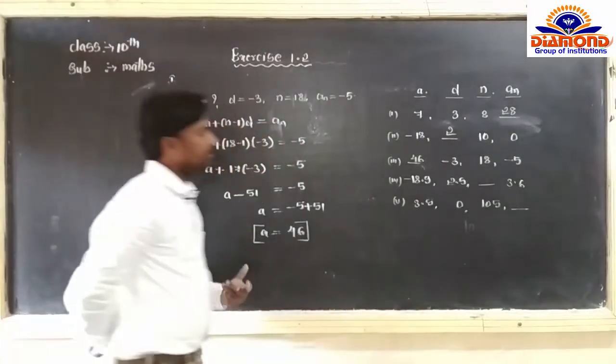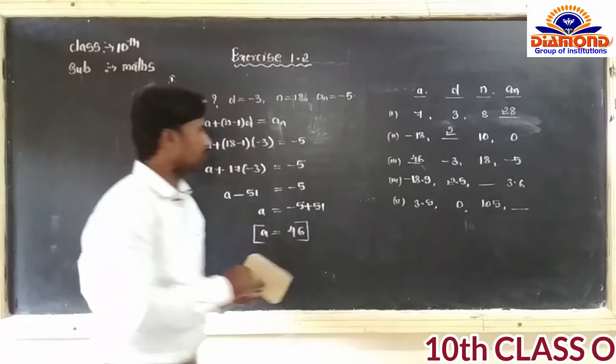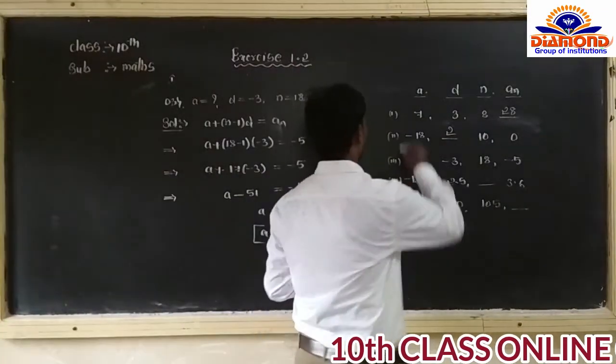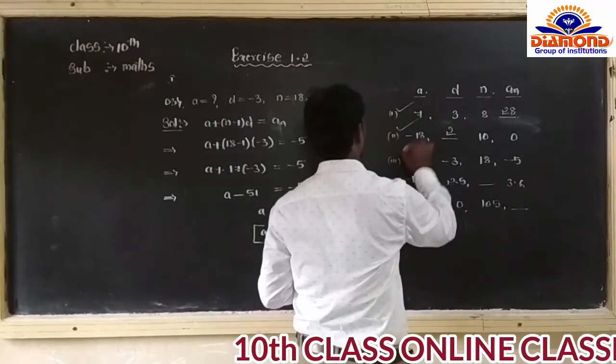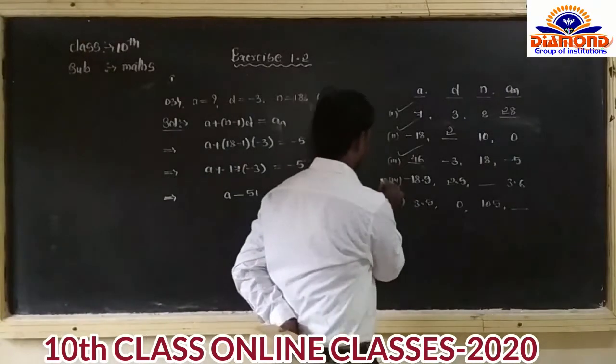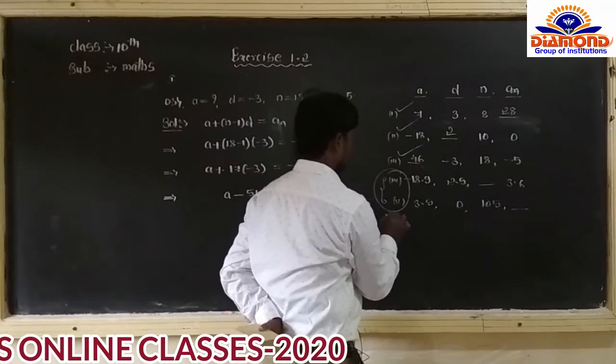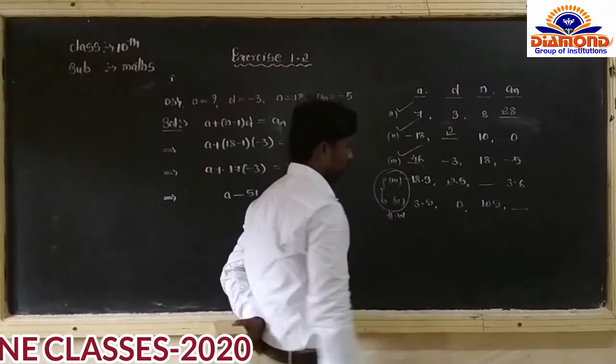I thought you understood very well. So I explained this bit, 3 questions. First question I taught you, second question also I taught you, third question I taught you. So the next fourth and fifth questions we will do as homework, dear students. Okay, these 2 questions we will do as homework.